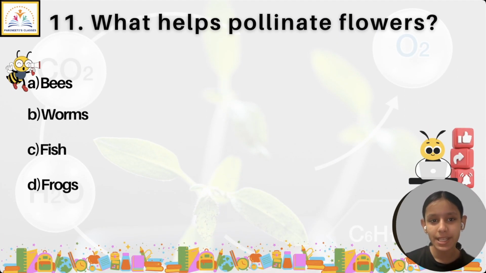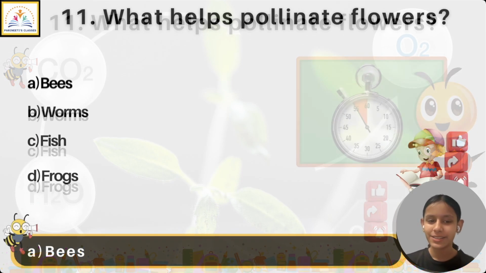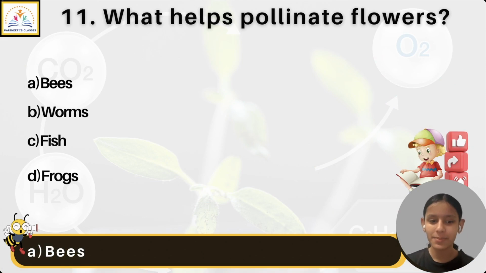The 11th question is, what helps pollinate flowers? Option A, bees. Option B, worms. Option C, fish. And option D, frogs. The correct answer is option A, bees.